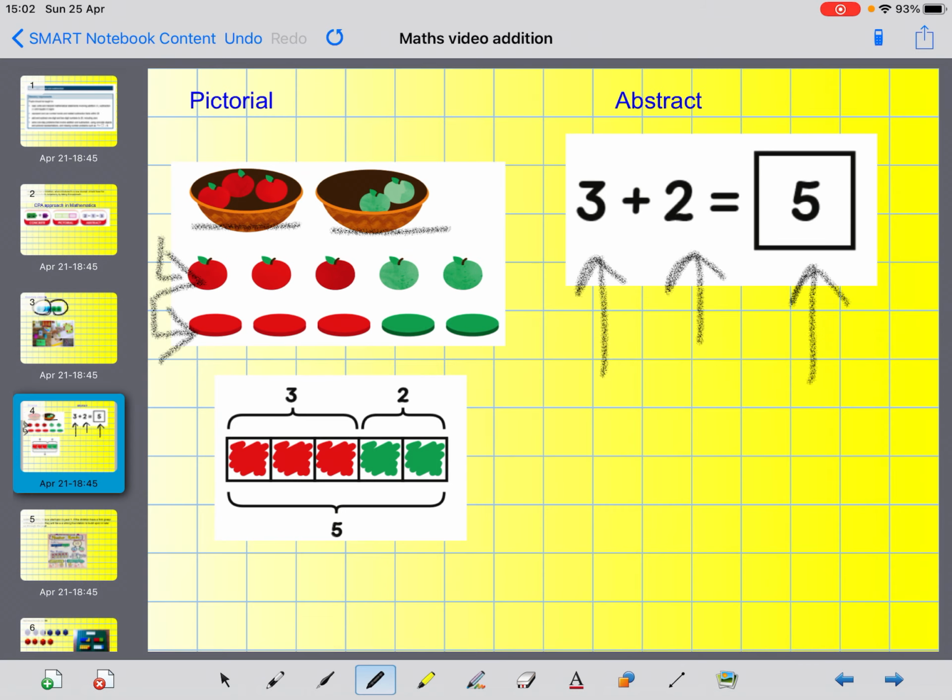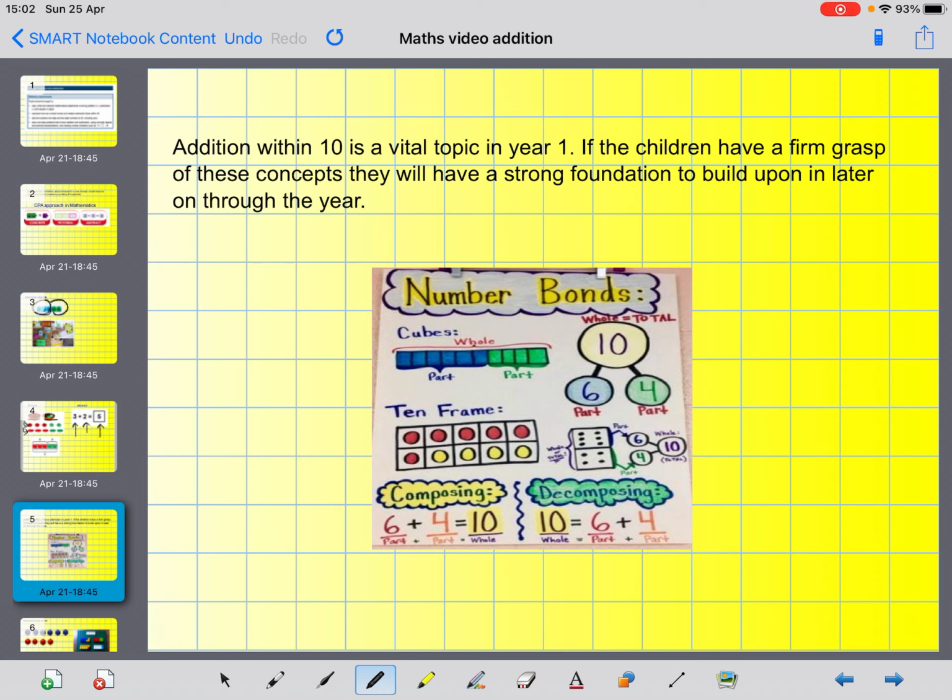Now let's have a look at the next slide. Addition within 10 is a very important topic in Year 1. If the children have a firm grasp on this concept, they will have a strong foundation to build upon later on through the year.